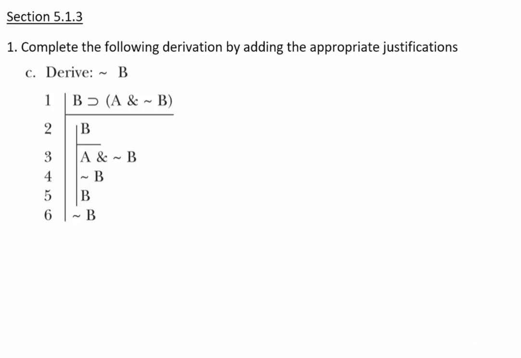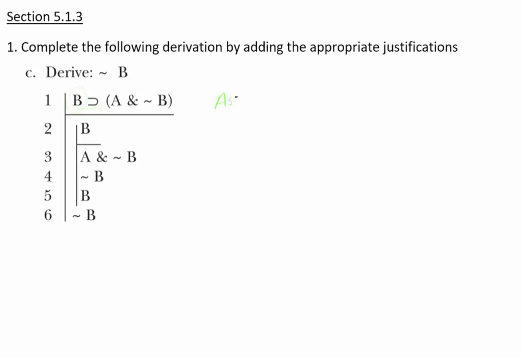Okay, for section 5.1.3, we're asked to complete the following derivation by adding appropriate justifications. And so for 1c, our target is not B, and we are given B implies A and not B. And so clearly one of the ways that we can get there is by going from B across the conditional, and that's the strategy that they choose to use.